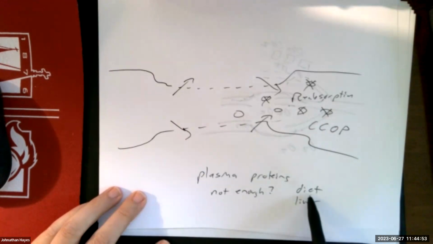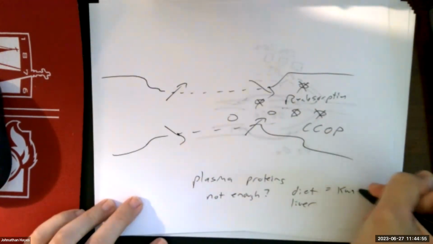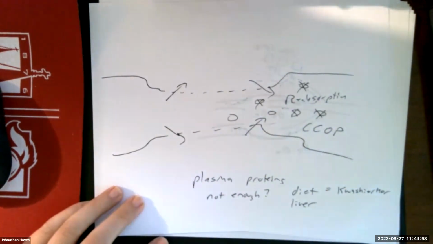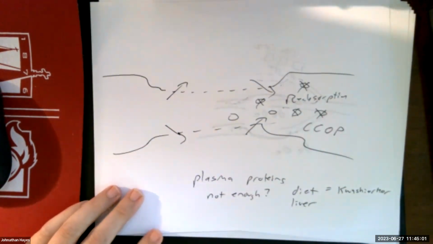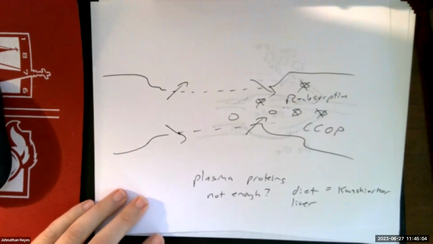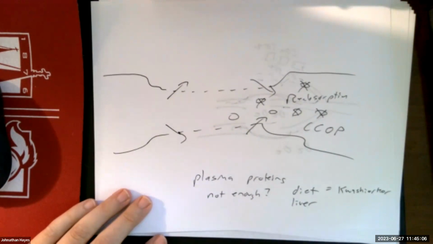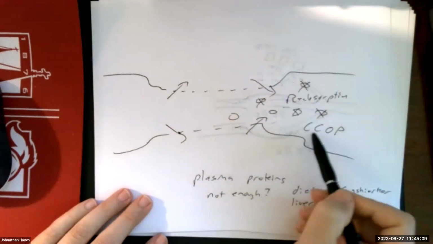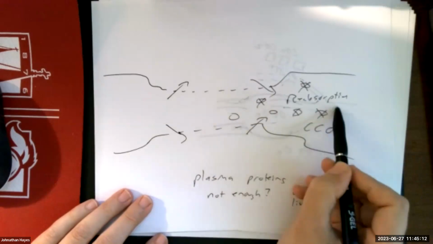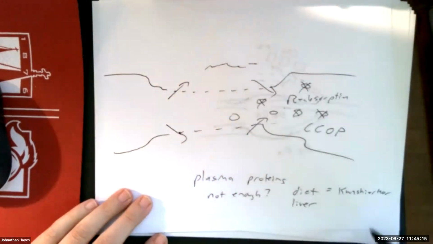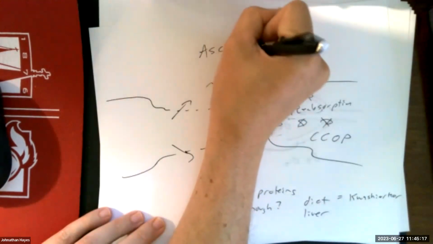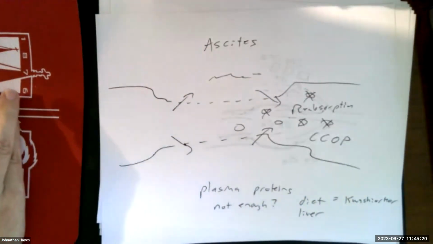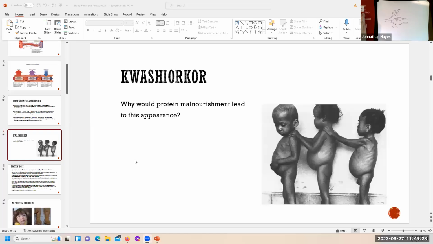But if I don't get enough protein in my diet, that's what we call kwashiorkor, and that's generally just protein malnourishment. If I have protein malnourishment and I can't make enough plasma proteins and I can't generate enough CCOP, then I'm not going to be able to reabsorb enough. So I'm going to get fluid stuck out in a space. With kwashiorkor, it gets stuck out in the abdomen and they end up getting ascites. So here, fluid is stuck in a space. Pretty easy, right?